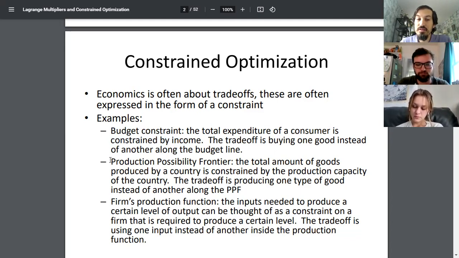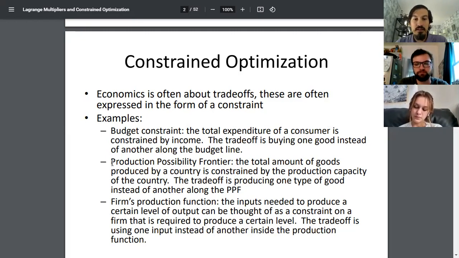Another example is a production possibility frontier. This is more of a macroeconomic concept that says the total amount of goods produced by a country, not just a person or a business, but the whole country, is constrained by the production capacity of the country. And the trade-off is producing one type of good instead of another along the PPF. You could always produce somewhere along the production possibility frontier of the country, but how much of each one, that's up to you. That's what a constrained optimization problem might ask.